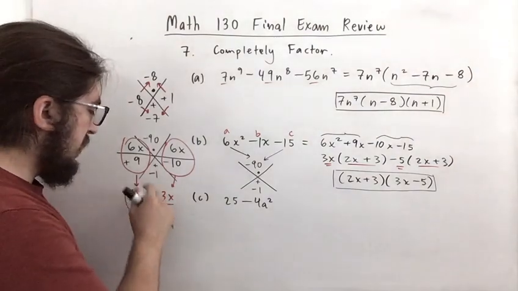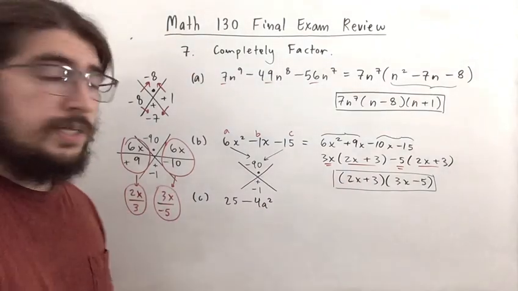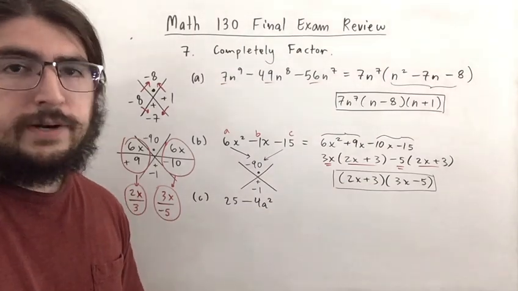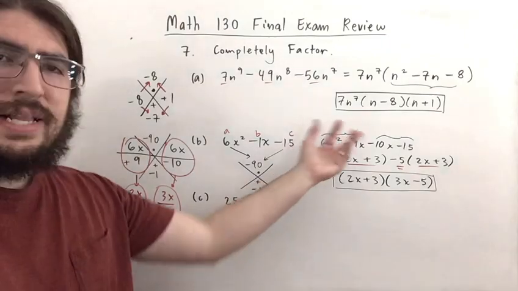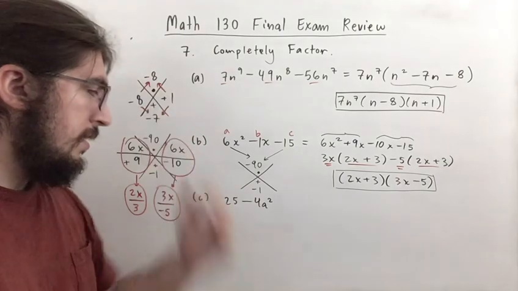Now, these fractions fully reduced correspond to those binomials. 2x over 3 is 2x plus 3. 3x over negative 5 is 3x minus 5. Quicker, but something more to remember, I think. So people generally like this because there's actually math in between and it makes sense. So it's nice to practice that.